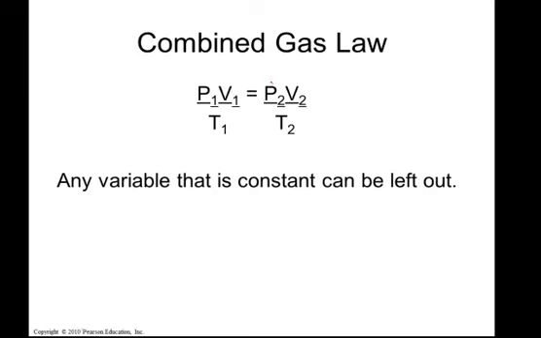Or if my pressure is constant, I would get rid of the pressure and I'd have V1 over T1 is equal to V2 over T2. And that was Charles's law. And last chapter, we had P1 over T1 is equal to P2 over T2. That would be if my volume is constant. So this one equation is going to work for all three of those instances.